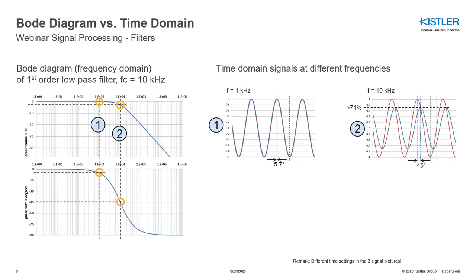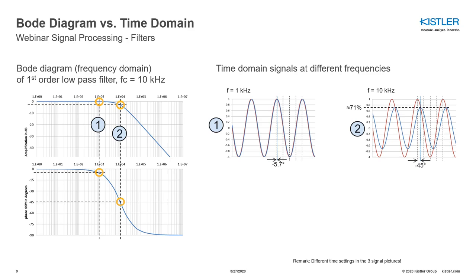There we can clearly see that the output signal, which is the blue signal, is already attenuated to roughly 71% of the input signal. And we can clearly see this phase shift of -45 degrees between the red input signal and the blue output signal.